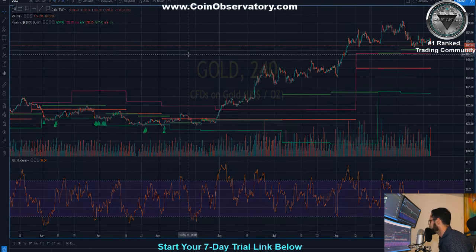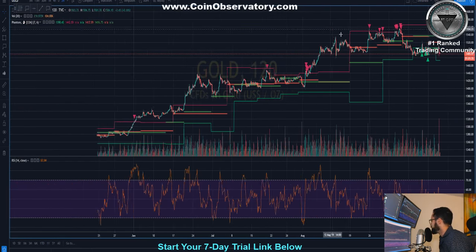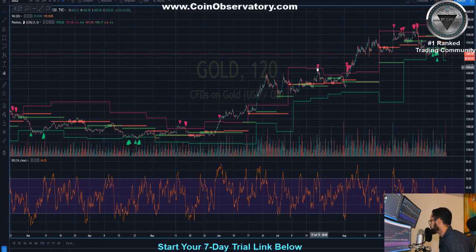So let's go to the 120. And there's a head short here, and then closing above rejection zone. A little bit of chop, so one can filter that on a smaller time frame. And let's kind of go into that.